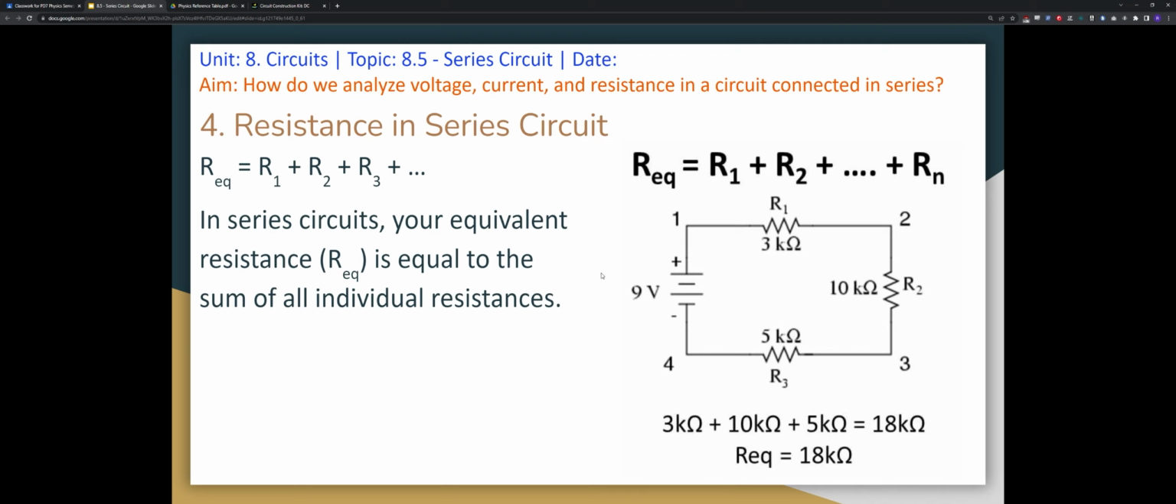And my total resistance of my entire circuit is equal to all the individual resistances combined. The first resistor is R1, R2 is the second one, and R3 is the third one. So my equivalent resistance is equal to all 3 of these resistors combined.